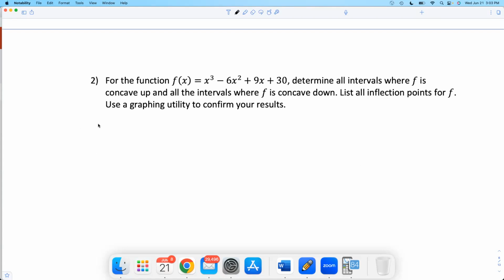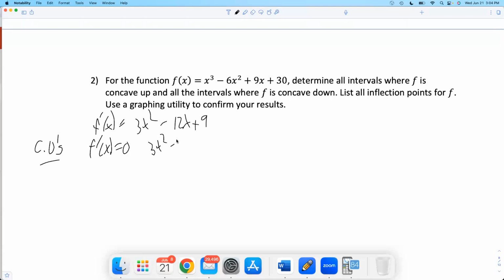So let's start by taking the derivative. I'm going to get 3x squared minus 12x plus 9. Okay. Our critical values happen when the derivative equals 0 or does not exist. That's a polynomial. It always exists. I don't have to worry about that. I set the derivative equal to 0. So 3x squared minus 12x plus 9 equals 0.